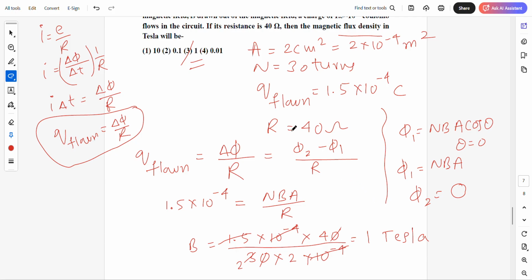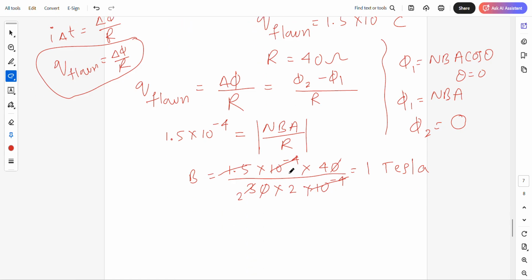Hope you understood. Here we are taking the magnitude. 0 minus NB andre minus NB ಆಗುತ್ತೆ. We are taking the magnitude here. Okay, in the previous sum also we are taking the magnitude. Right, next sum ನೋಡೋಣಪ್ಪ.